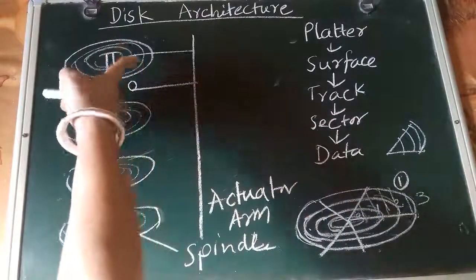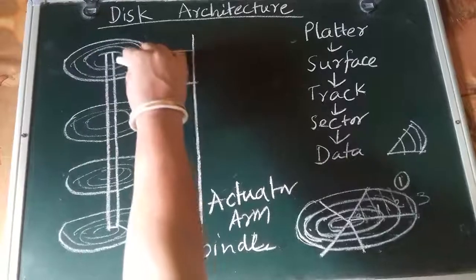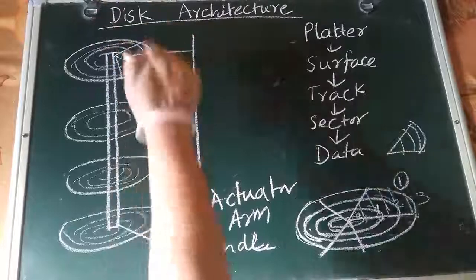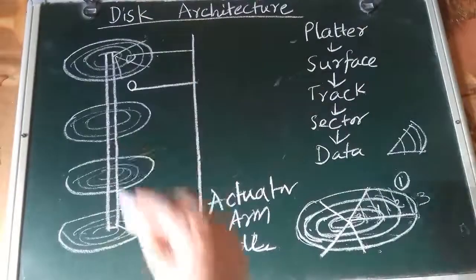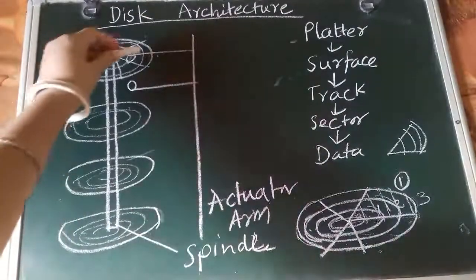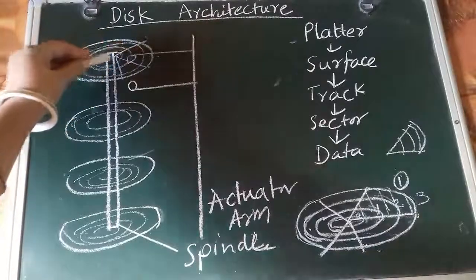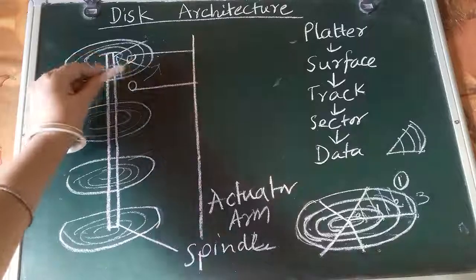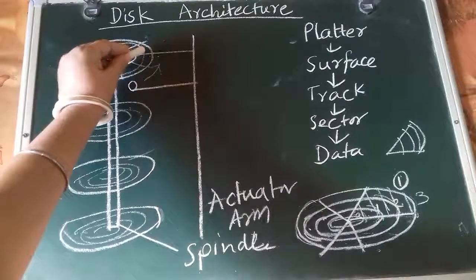The read write head does not move. The disk rotates. So first this part is in front of the read write head. When the disk rotates, this part will go in front of the read write head. See, this part is first in front of the read write head. When the disk rotates in this direction, this part of the disk will go in front of the read write head.